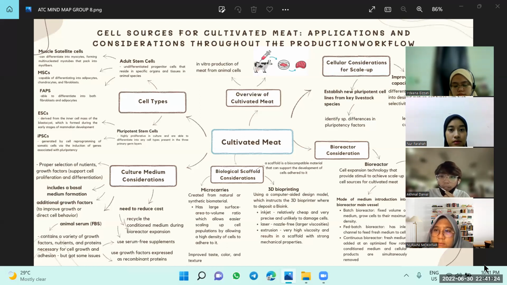A fed batch bioreactor contains an inlet channel to feed fresh medium to the cells at a set time scale selected to maximize proliferation, and it is also characterized by having increased volume over time, since it does not possess an outlet channel to remove conditioned medium and cellular product that accumulate during culture. While in continuous bioreactor culture, fresh medium is added to the main vessel at an optimized flow rate, while conditioned medium and cellular product are simultaneously removed.